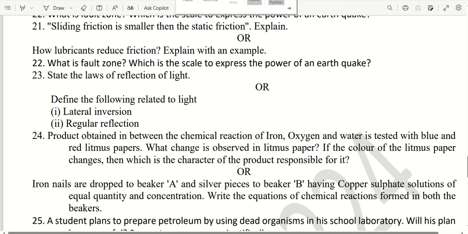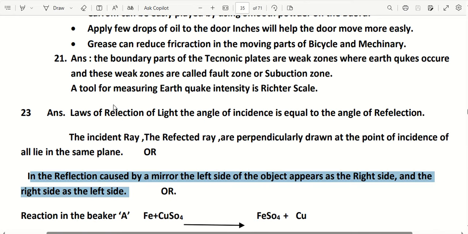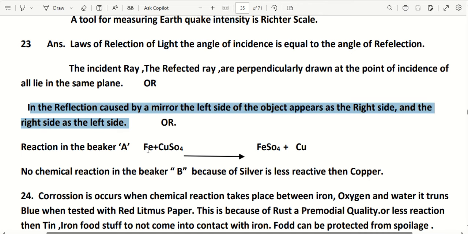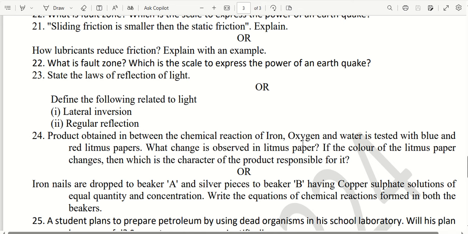When iron, oxygen and water react, rust is formed. That means iron oxide. The metal oxides are always bases, so it is a basic medium. Therefore the red litmus changes to blue. If the litmus paper is dipped in that, the red litmus changes to blue. This shows the oxide is a basic oxide.